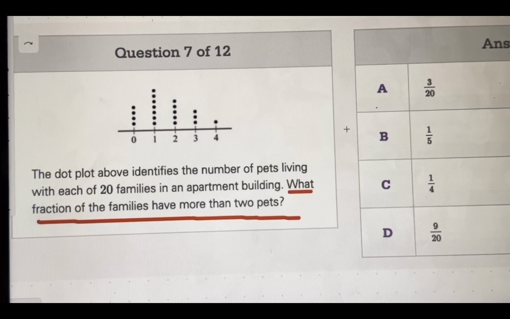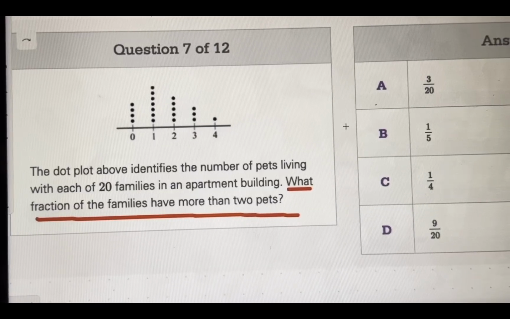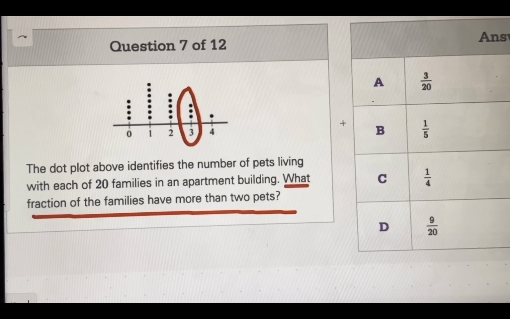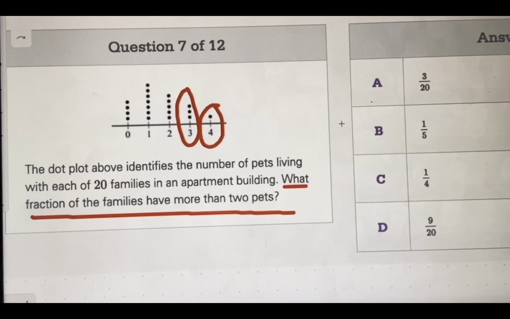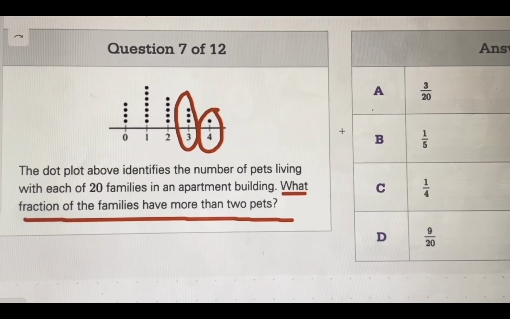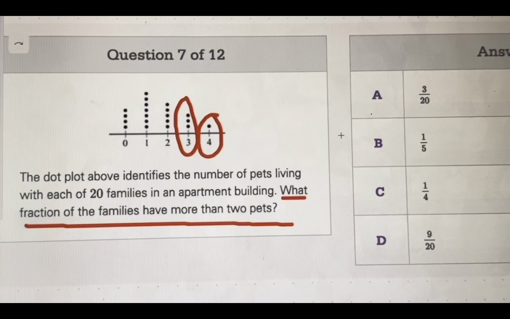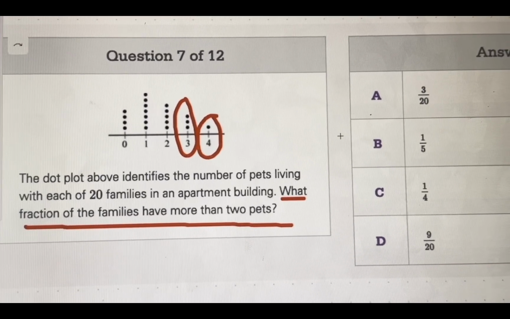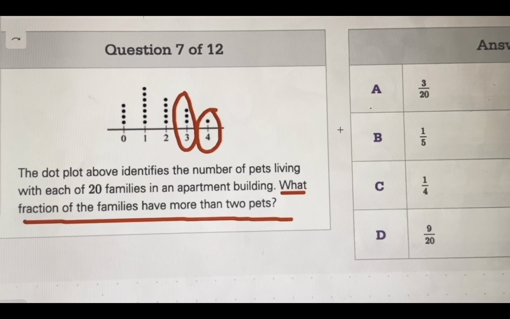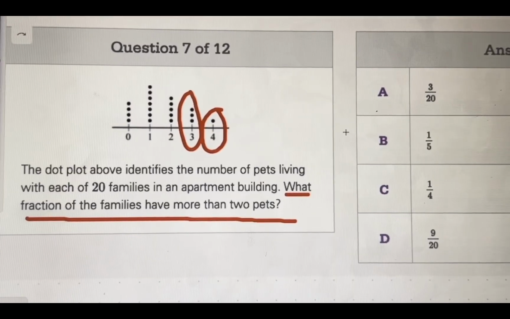So that's 1, 2, 3. Wait, 1, 2, 3 families? Well, 3 families have 3 pets. But notice, I'm counting the amount of pets on the bottom, so that's more than 2. Oh, yeah. Because 3 families have 3 pets, that's more than 2. And 1 family has 4 pets, that's also more than 2. So I would say 4 families have more than 2 pets. Does that make sense? Yes or no? Yes, sir.